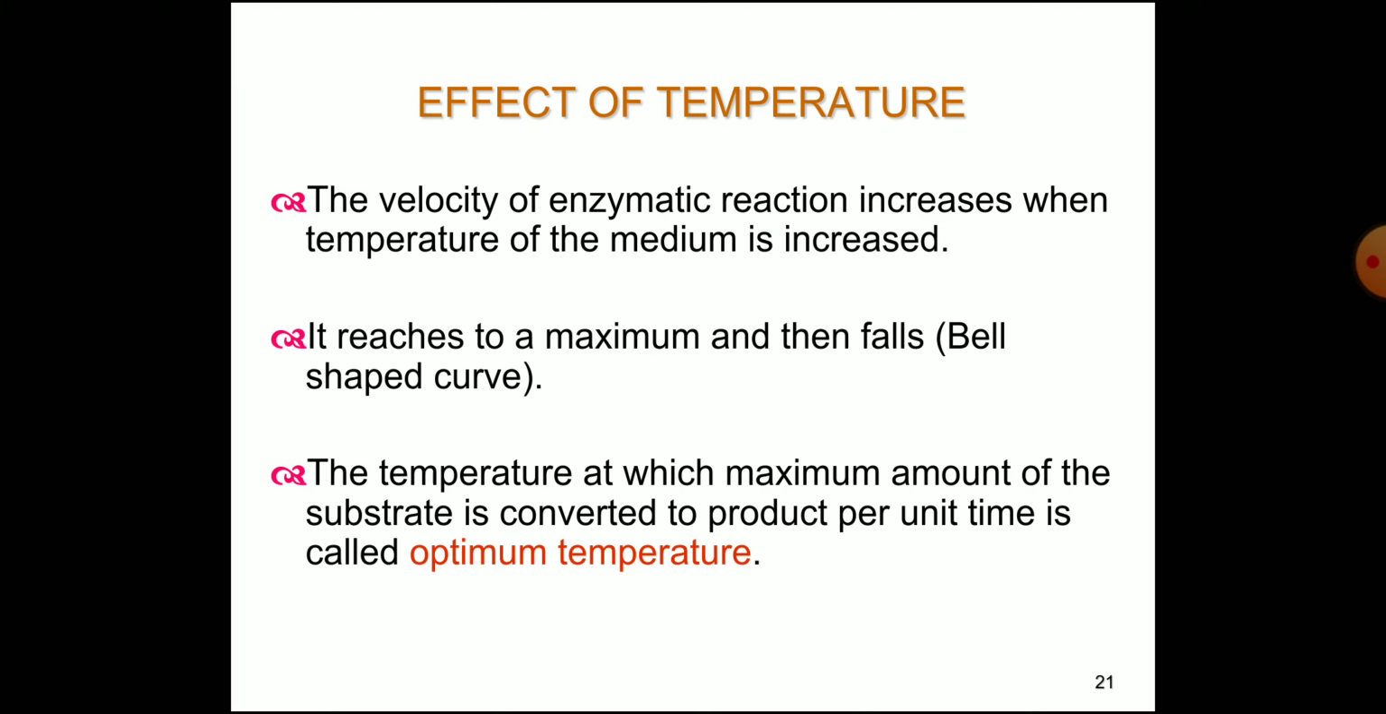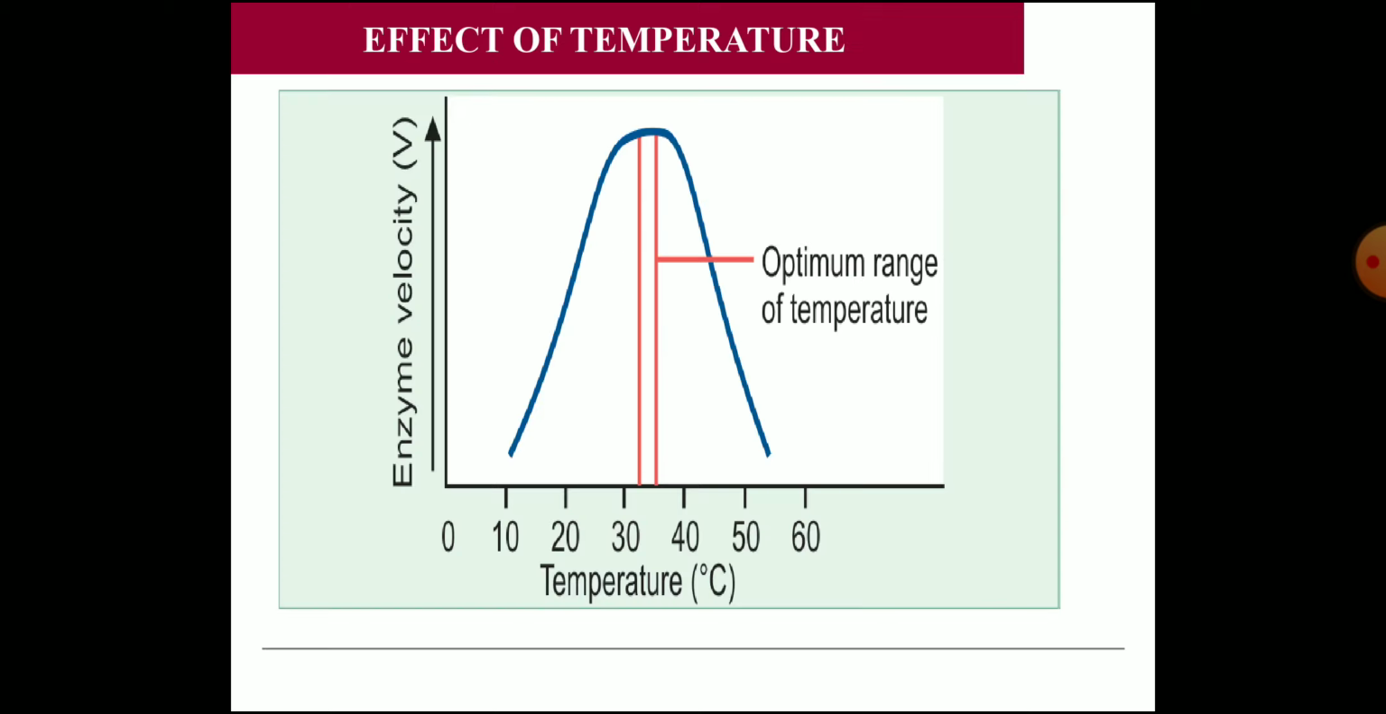The temperature at which the maximum amount of substrate is converted to product per unit time is called the optimum temperature. So what is an optimum temperature? It is the temperature at which the maximum amount of substrate is converted to product. So here you can see the optimum temperature range, between 30 and 40, that is 37, usually body temperature. At that temperature, maximum action of the enzyme will be occurring.